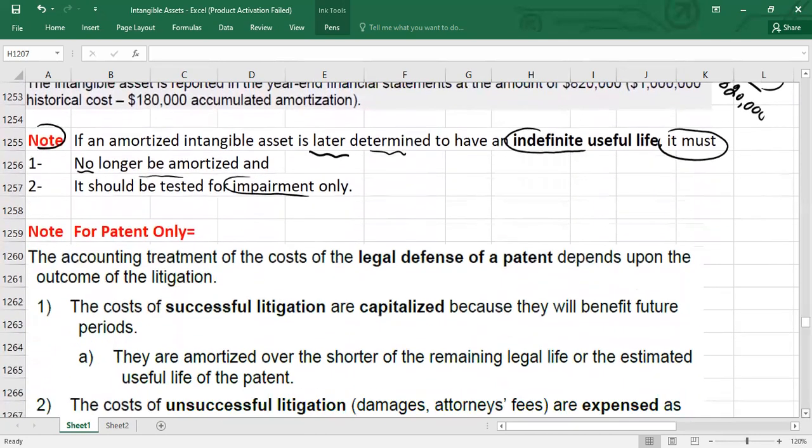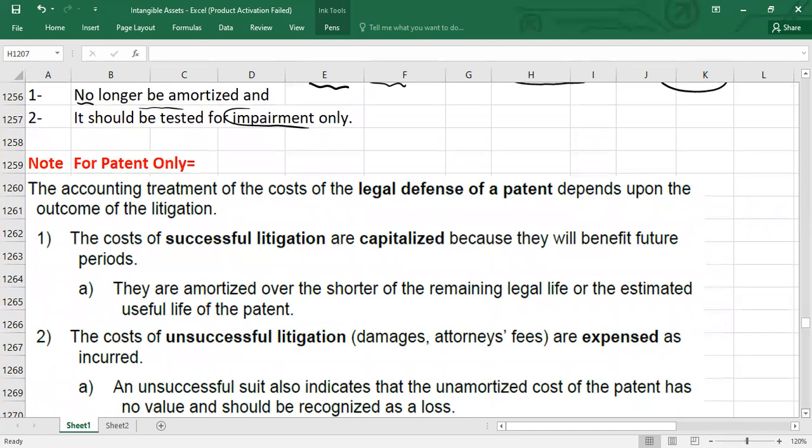So here we have a really important point also. This is the most important and examinable point. And this point is for patents only. For example, guys, maybe you are a pharmaceutical company, maybe you have invented a medicine formula, maybe you got a patent for, let's assume, 15 years from the government.